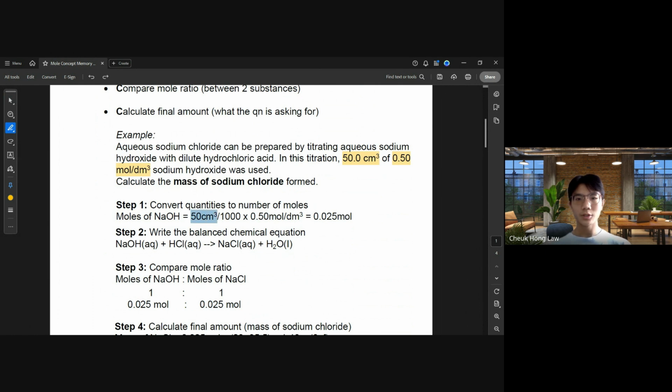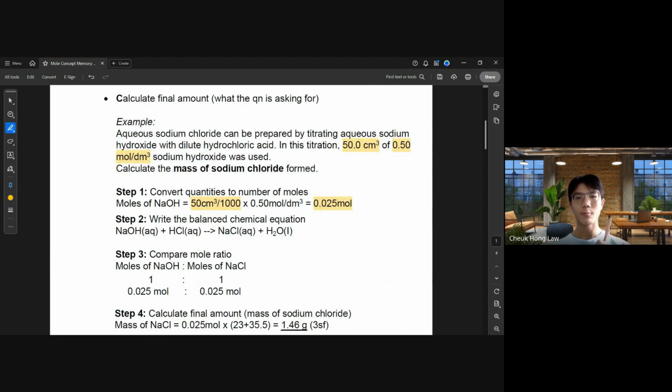So it'll be the volume. Why did I divide by 1000 here? Because I want to convert to dm³. I want to convert to dm³ so that when I multiply by the concentration, which is also mol per dm³, I'll get the number of moles. So volume times concentration will give me the number of moles of NaOH: 0.025 moles. So that's step 1.